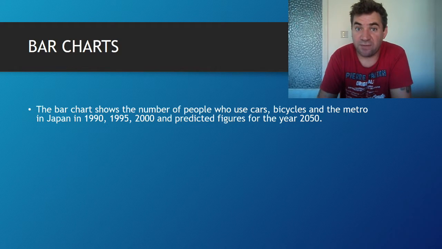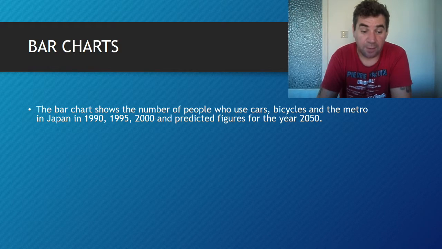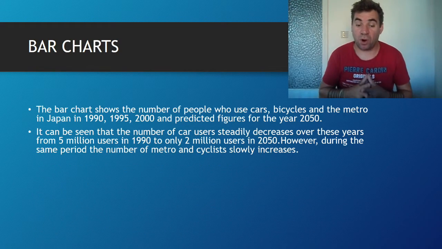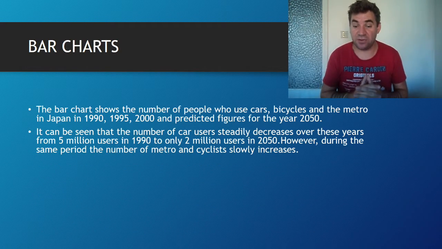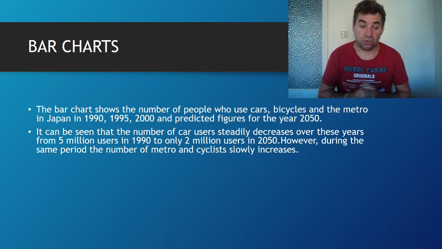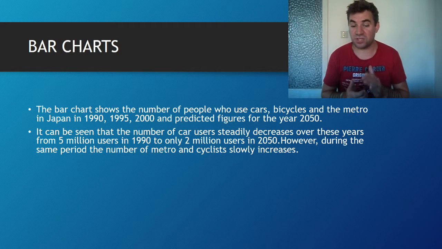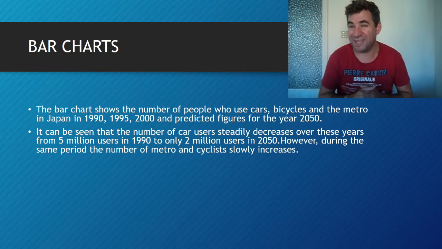So now I'm going to give the main trends. It can be seen that the number of car users steadily decreases over these years, from 5 million users in 1990 to 2 million users in 2050. However, during the same period, the number of metro users and cyclists slowly increases.